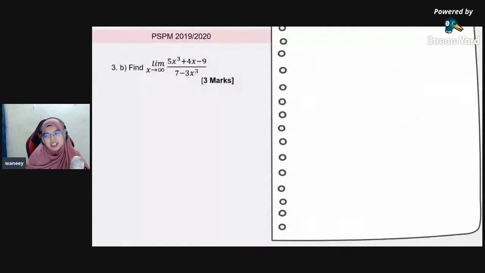What is your answer? Saya bagi dalam 1 minit untuk awak try guna Symbolab. And then we're going to see what happen. So 1 minit bermula daripada sekarang. Cuba guna Symbolab. Dapat tak jawapan?